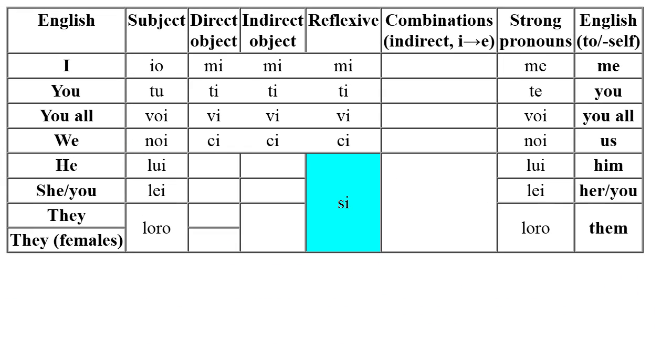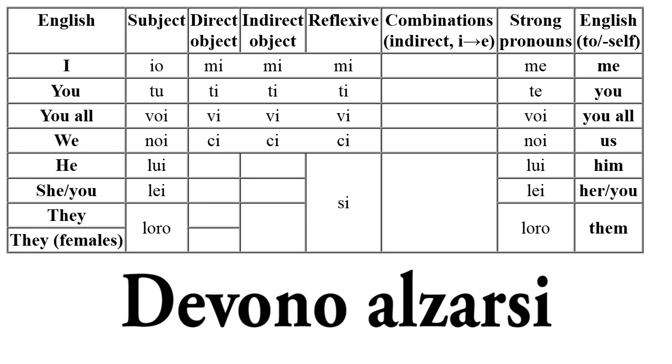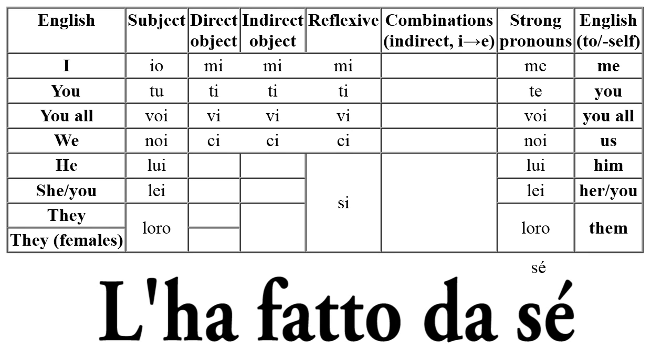To complete the reflexive column, I will insert the word si. This can mean himself, herself, yourself, and themselves. This means that deve alzarsi can mean he, she, or you have to get up. Devono alzarsi means they have to get up. The strong pronoun version is sé, an example of which is l'ha fatto da sé. He did it all by himself.